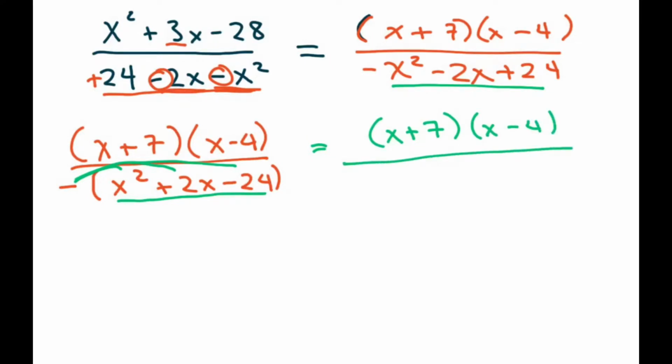And now let's work on the denominator. X. With 24, it's going to be 6 and 4 because 6 minus 4 is 2. So our 6 has to be positive, and our 4 has to be negative. So what happens is these two cancel. So our final answer is x plus 7 over x plus 6.